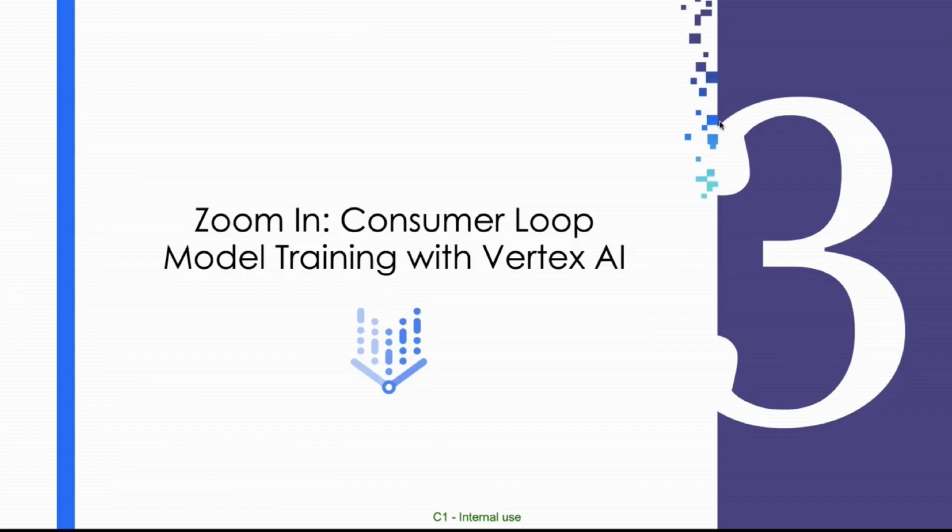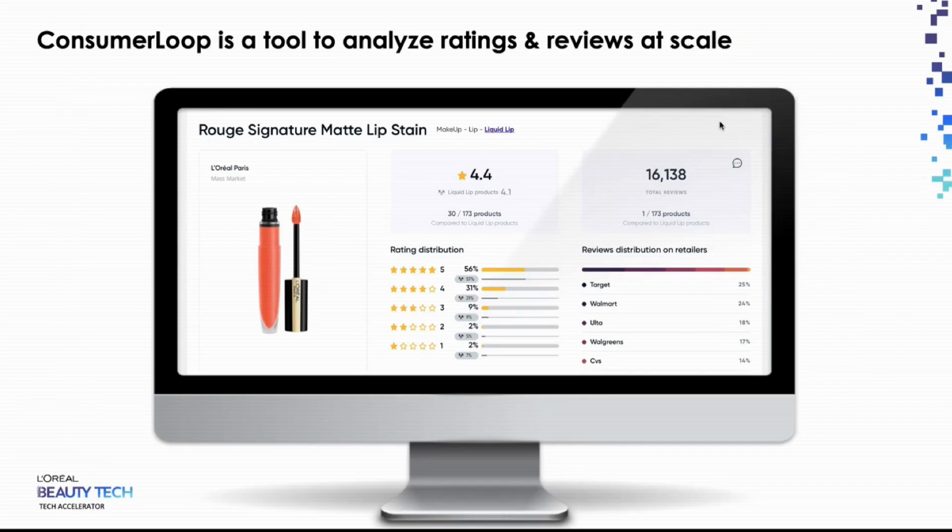Thank you. So I'm going to talk to you first about what Consumer Loop is, just to give a little bit of context, and then how we used Vertex AI specifically. I'll try to go quite fast. For the background, Consumer Loop is a tool that we've built to analyze ratings and reviews about our products and competition. It takes a lot of ratings and reviews from different online providers and retailers and does topic and sentiment analysis.